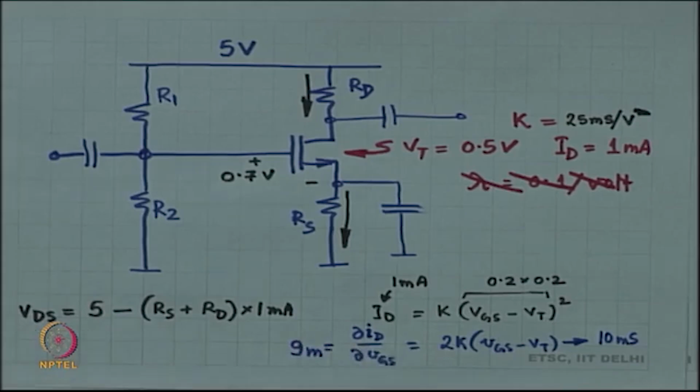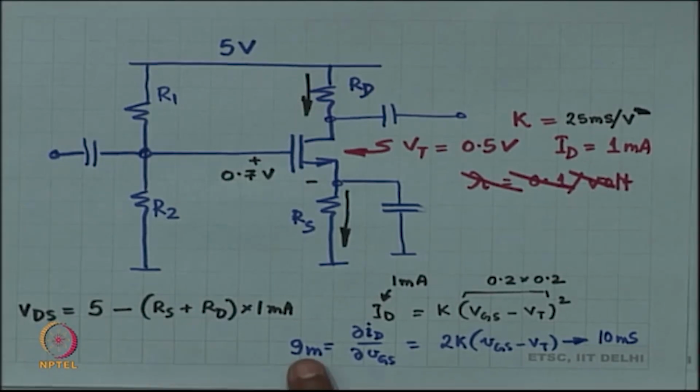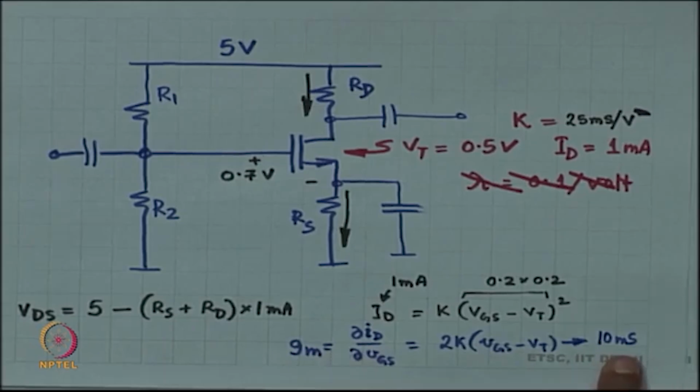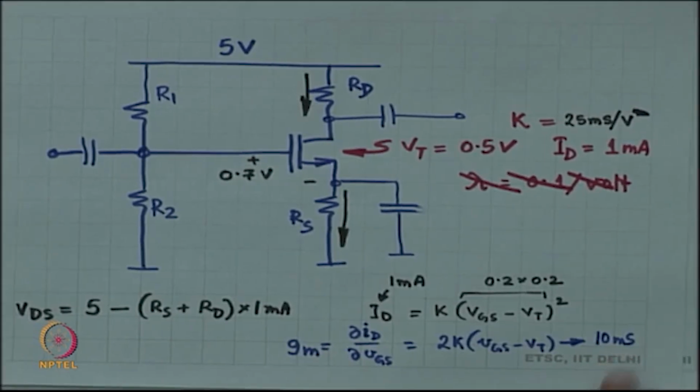0.4 times 25 is 10 millisiemens. Okay. So, let us say you want a gain of minus 10, in that case what should be the value of RD if you wanted a gain of minus 10? GM times RD is the voltage gain, GM is 10 millisiemens. So, therefore, RD should be 1 kilo ohm.